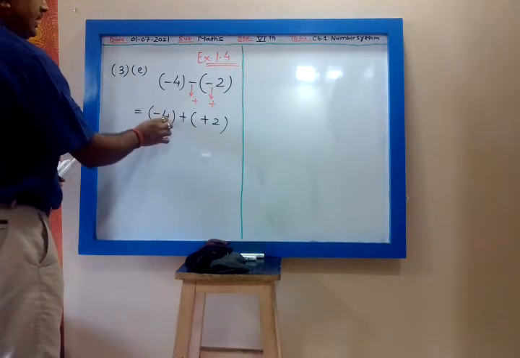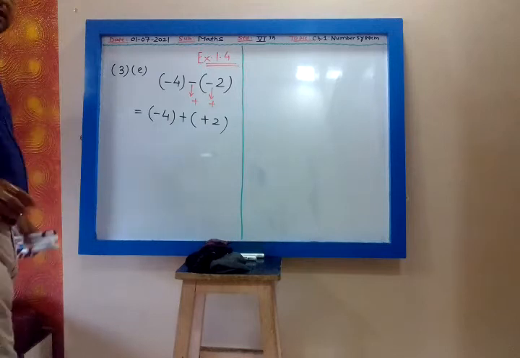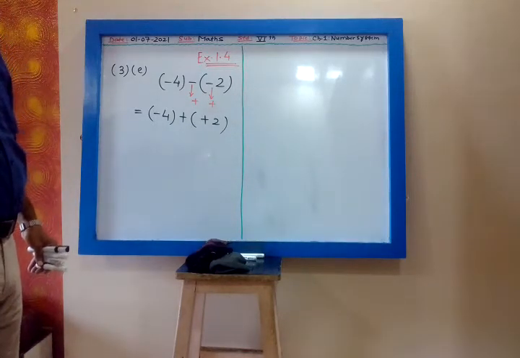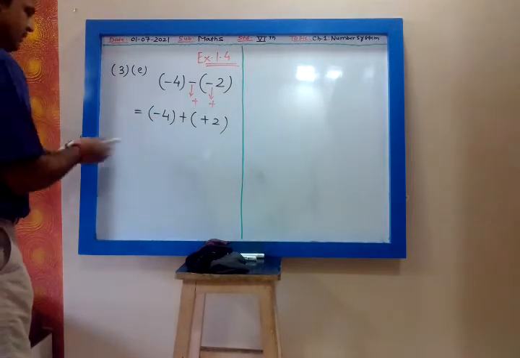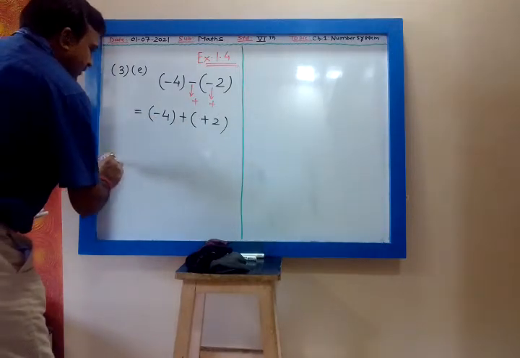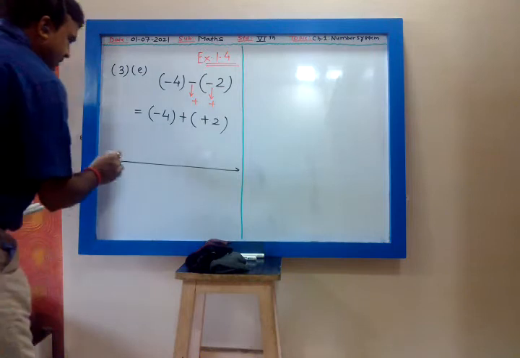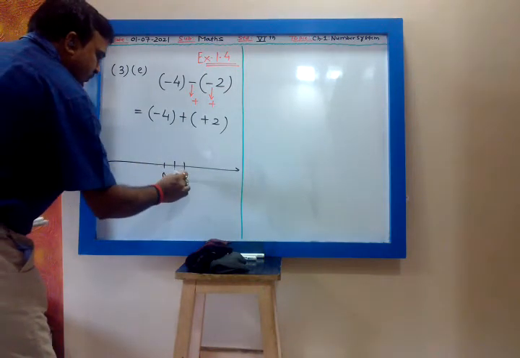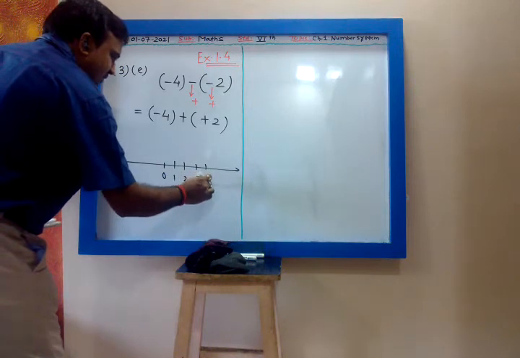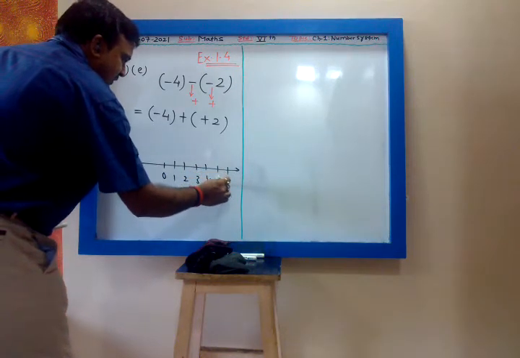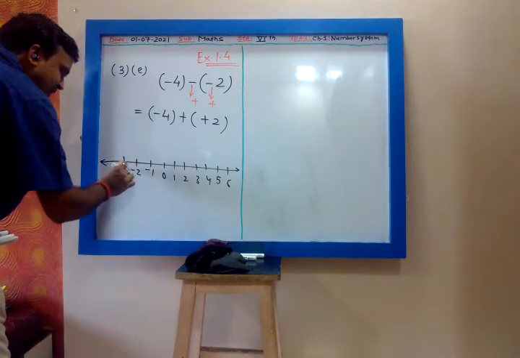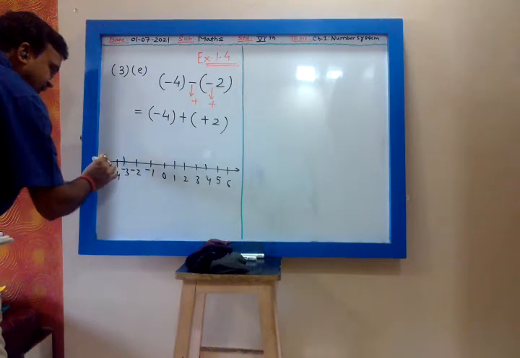To minus 4 we have to add plus 2. So now we draw the number line. And this is 0, 1, 2, 3, 4, this side 5, 6. This side minus 1, minus 2, minus 3, minus 4, minus 5.